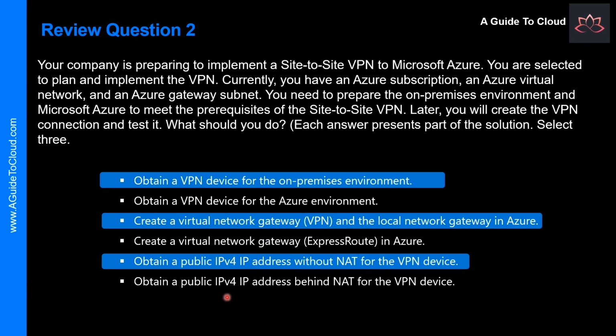The last statement is obtain an IPv4 address behind the NAT. That is completely wrong. We don't need NAT for the VPN devices. So the prerequisites for the site-to-site VPN are having a compatible VPN device on premises, having a public IPv4 address without NAT on the on-premises device, and creating a VPN gateway and local network gateway in Azure. Please note that IPv6 is not supported for VPNs, and ExpressRoute is a different setup and not part of the site-to-site VPN.